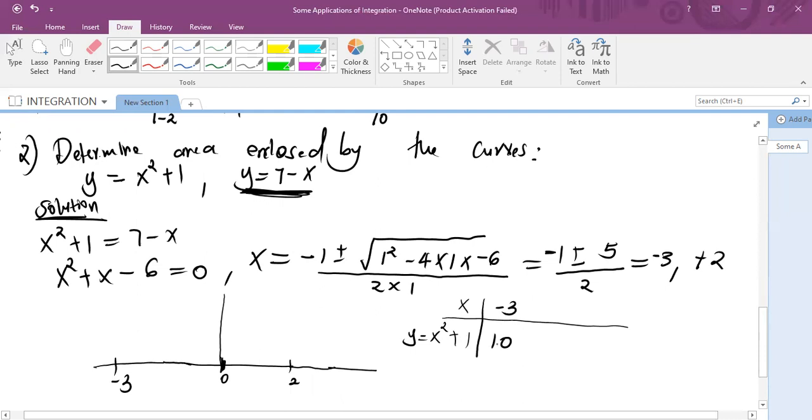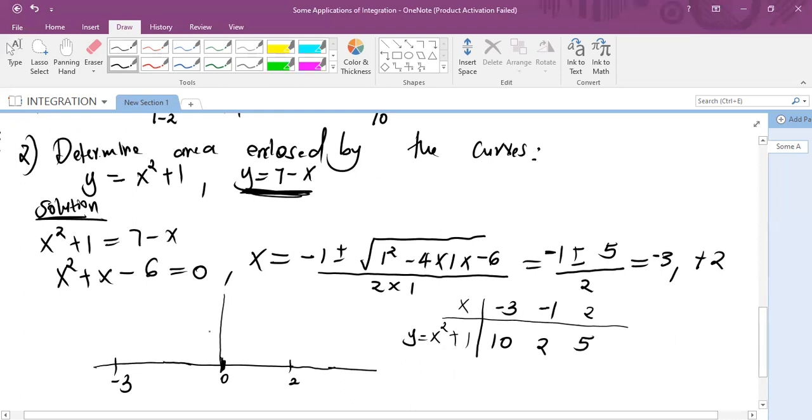Okay, fine. In between, I would like to know whether the curve is going on the upper side or lower side. So I'll probably take, let's say, -1. At -1, where is this particular curve? -1 squared will be 1. 1 plus 1, we'll have it as 2. And at 2, which is another point of intersection, 2 squared is 4, 4 plus 1 will give us 5.